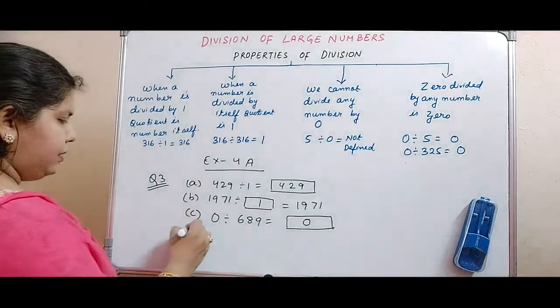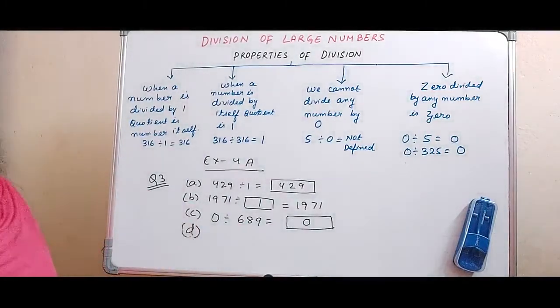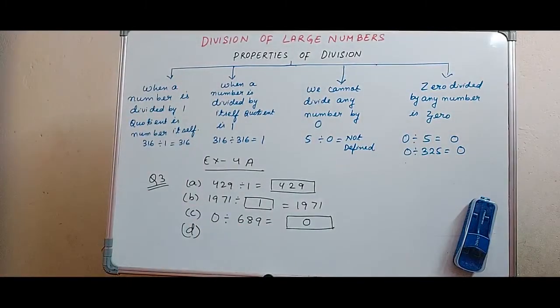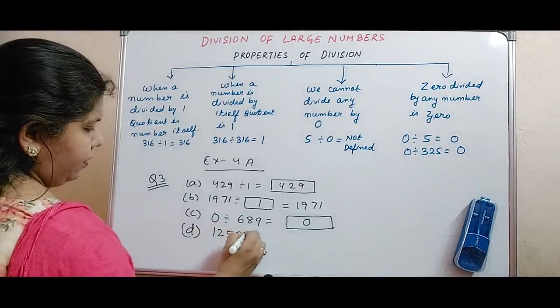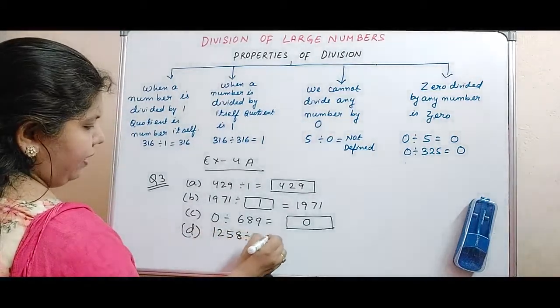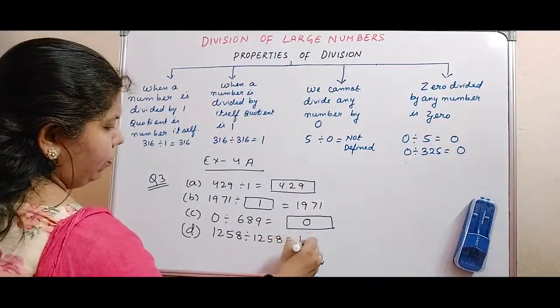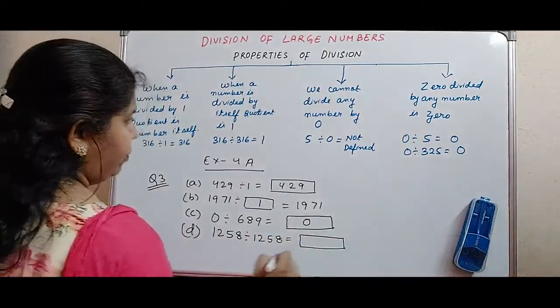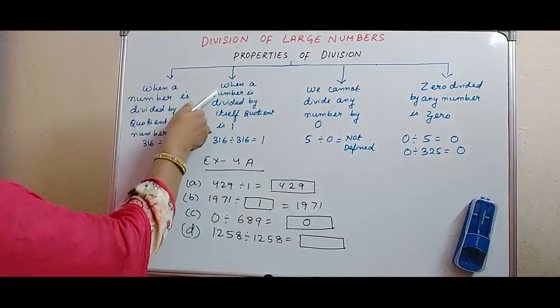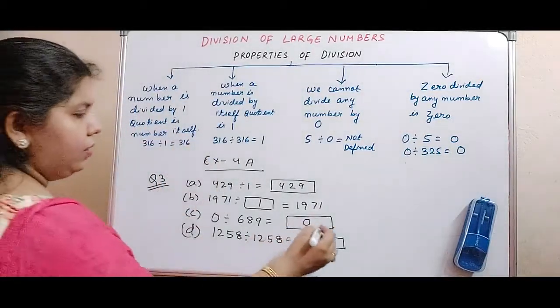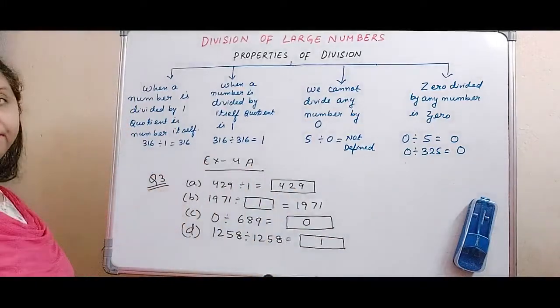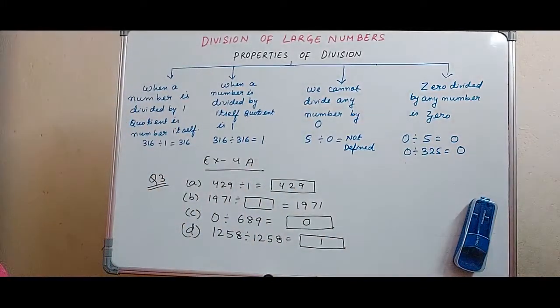Now the last bit, bit D. The question is 1258 divided by 1258 equal to dash. So we know that when a number is divided by itself, the quotient is 1. So here the quotient will be 1. I hope you have understood question number 3 very clearly from here.